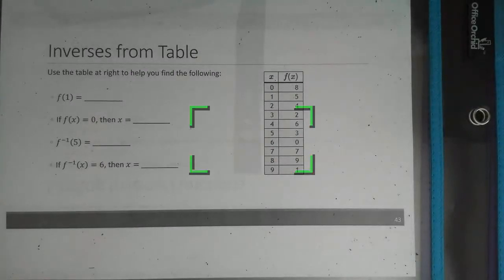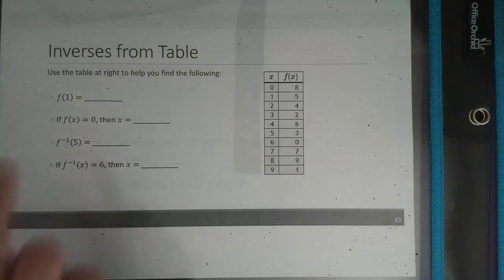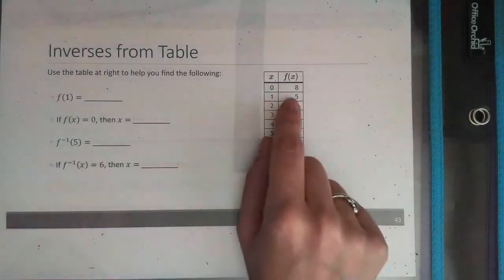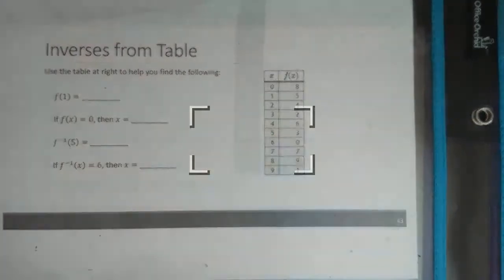Now we're going to see if we can find the inverse from a table. So first up, we want to find f of 1. Well, f of 1 means plug in 1 for x. If I plug in 1 for x, f of x is equal to 5.